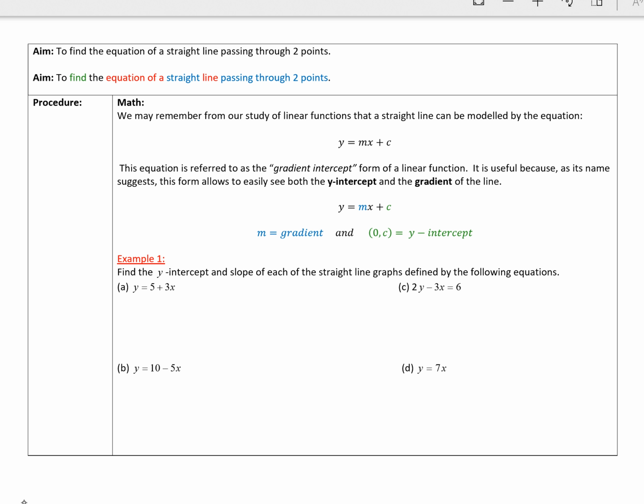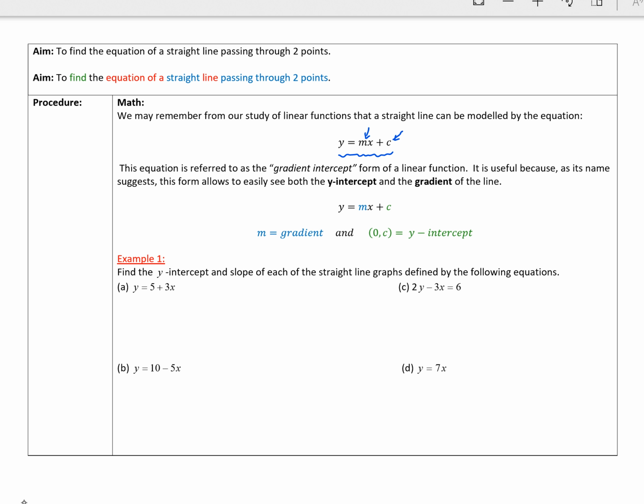So let's start with what we know. We know that a straight line looks like y equals mx plus c. We've got our gradient here, the m, and our y-intercept, the c. So generally speaking, if we're looking at a question, we're going to need to be able to identify these things and be able to use them to our advantage.